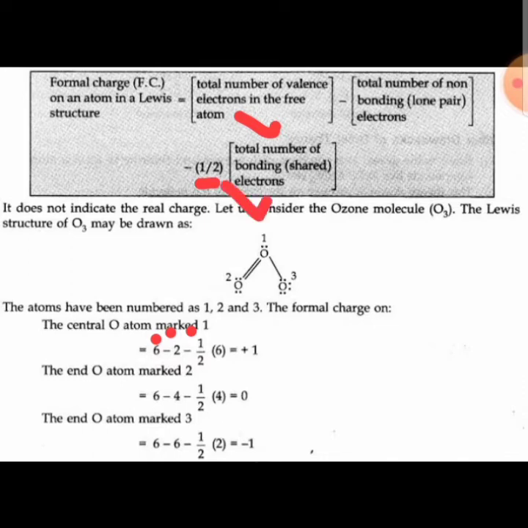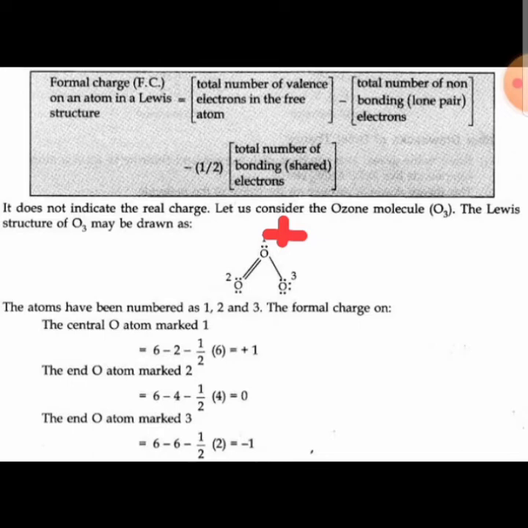So around the first oxygen, you can find 3 bonds, one between the first and third oxygen and 2 covalent bonds between the first and second oxygen. So a total of 3 bonds means 6 electrons. When you calculate 6 minus 2 minus half into 6, you will get 1 plus charge. So on the first oxygen of ozone, we are going to mention 1 positive charge.